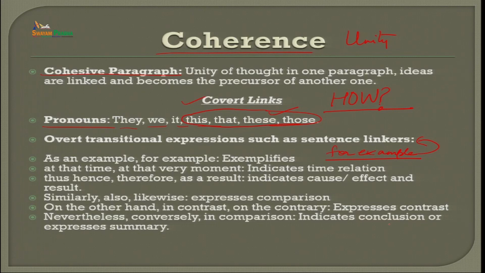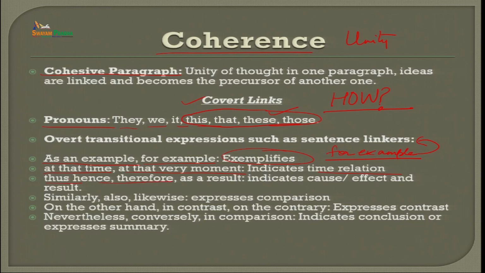what I told you, sentences as a linker. Sentences, for example, look at this as an example. For example, this clearly exemplifies anything. Okay? It clearly exemplifies. Then further you have at that time, at that very moment. It indicates the time relation. It clearly indicates the time relation, that how am I going to connect these two times. At that time I was busy doing the English task. Okay. So, at that time I am connecting that time with the present one. Understood? So, this is clear.